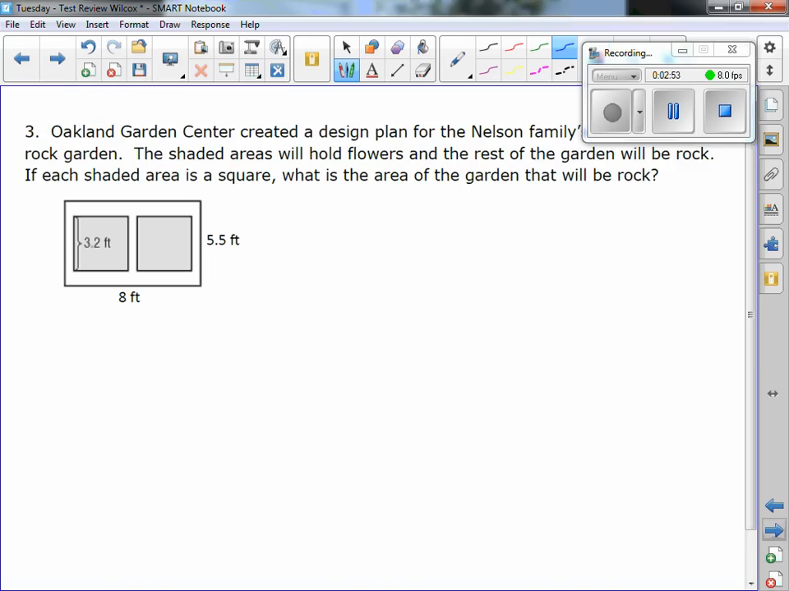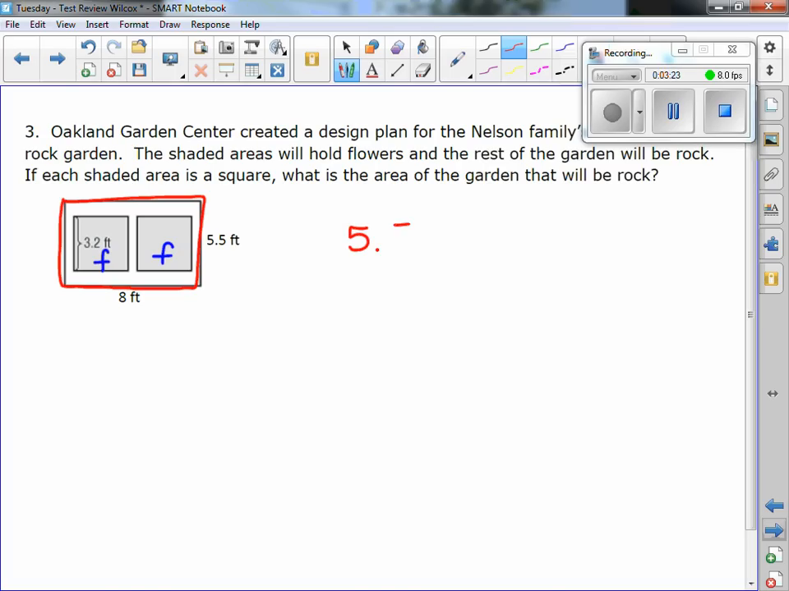Number three, Oakland Garden Center created a design plan for the Nelson family's rock garden. The shaded areas will hold flowers, and the rest of the garden will be rock. If each shaded area is a square, what is the area of the garden that will be rock? So this shaded part is where the flowers will go, and everything around that is going to be the rock garden. So let's just assume for just a minute that this entire garden, we need to find the area of it for rock. We know that we don't, but just for a few minutes, let's assume that we do.